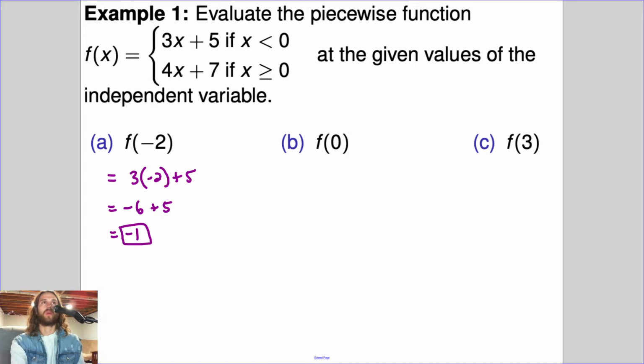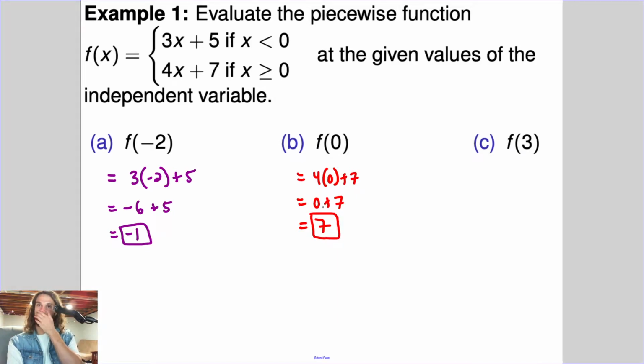However, be careful, because when x is 0, both of these say 0, it actually goes into the bottom one because that's where it's 4x plus 7 if x is greater than or equal to 0. In this case, it's equal to. So f of 0 is equal to 4 times 0 plus 7, which is 0 plus 7, which is 7.